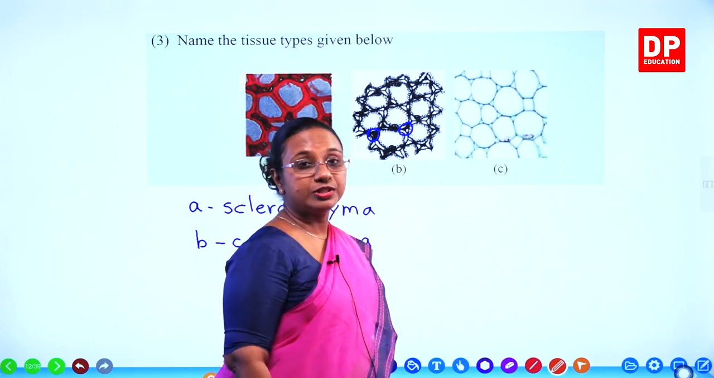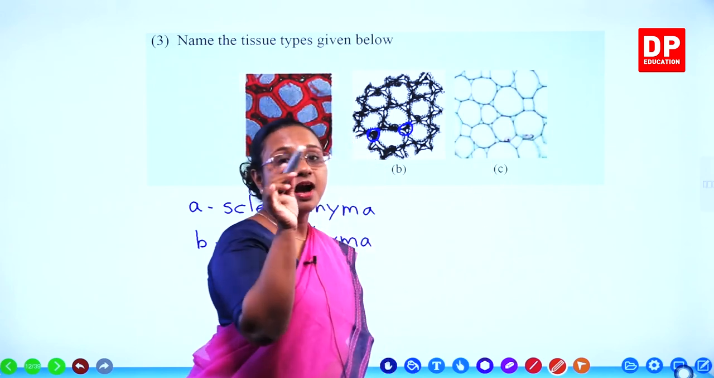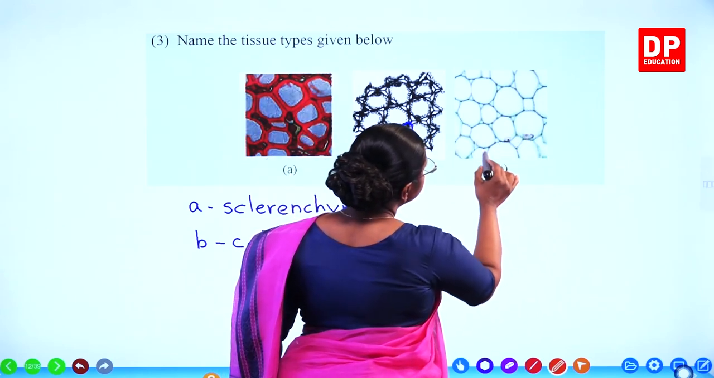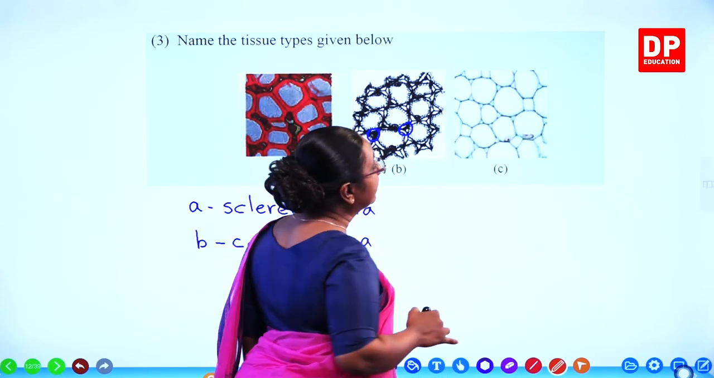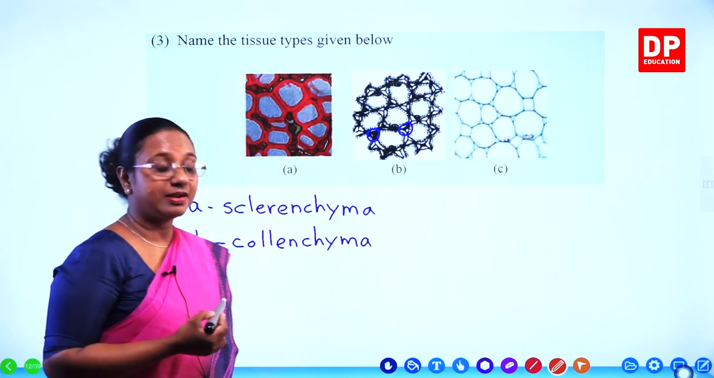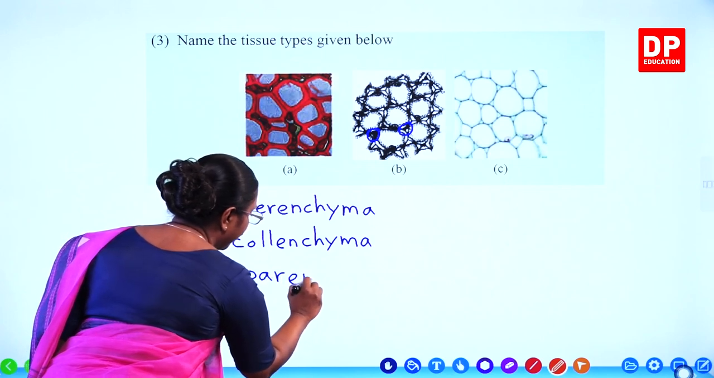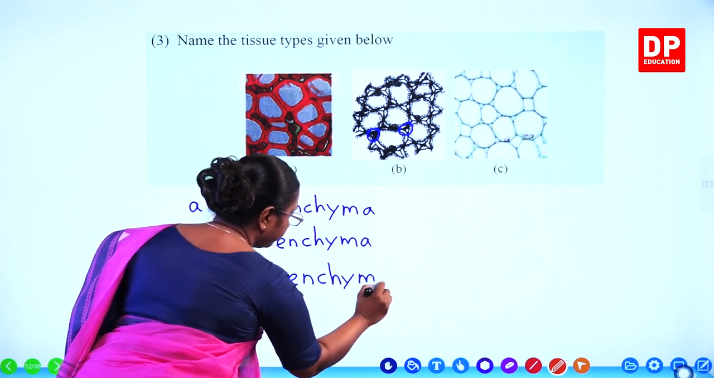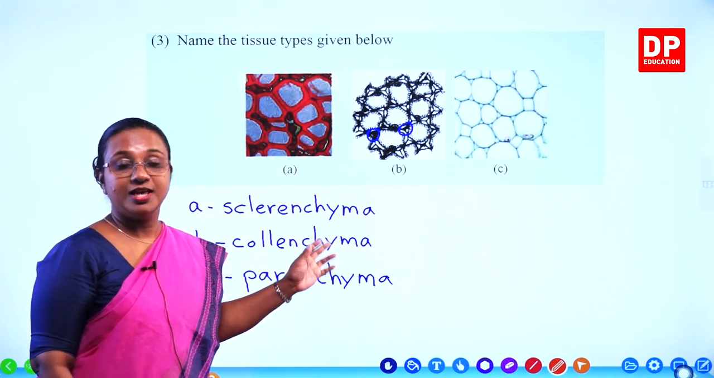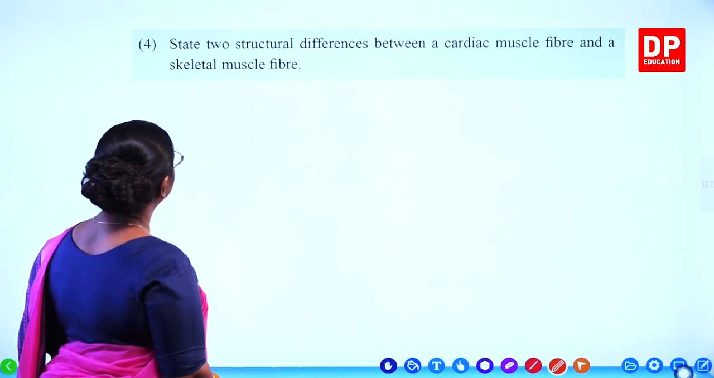And when we move on to the next one, C, you can see the shape of the cell. They are isodiametric or spherical in shape. You can see the nucleus and also you can see intercellular spaces. You know the tissue, it is parenchyma. I'm sure you got all these correct. Parenchyma tissue. So this is how we identify the different types of tissue. And I'm sure you can do it well. We'll move on to the next question.